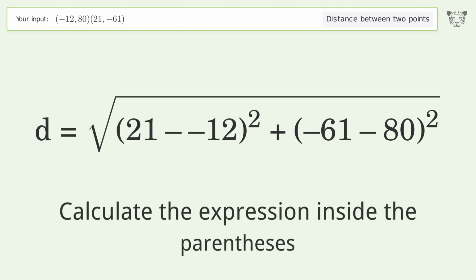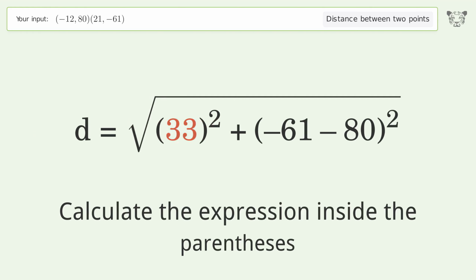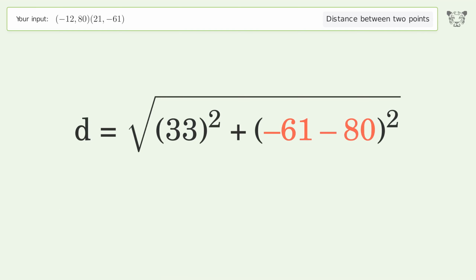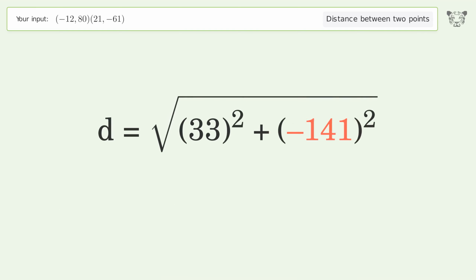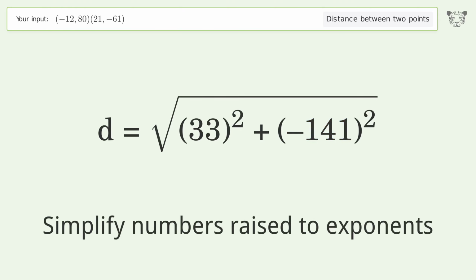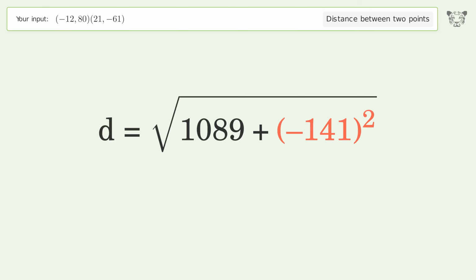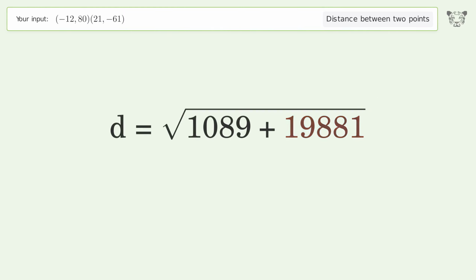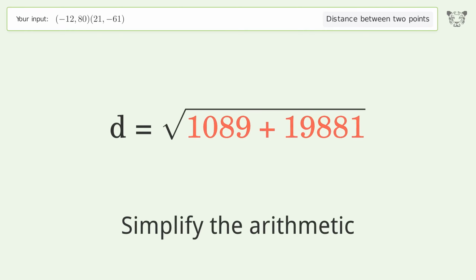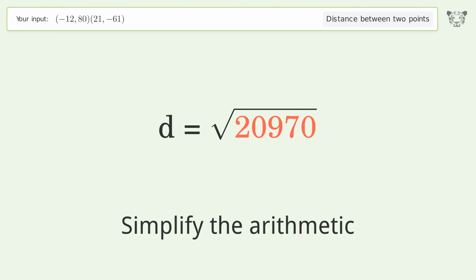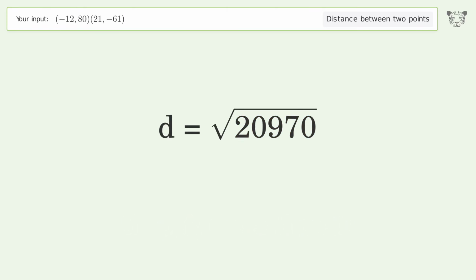Calculate the expression inside the parentheses. Simplify numbers raised to exponents. Simplify the arithmetic. And so the distance between the 2 points is the square root of 20,970, or 144.81.